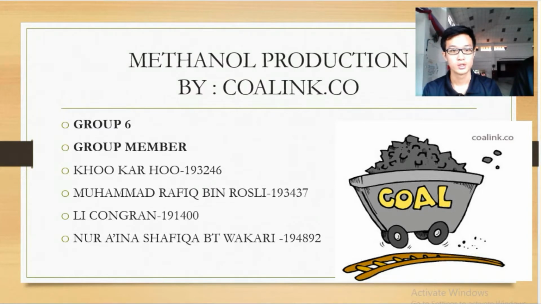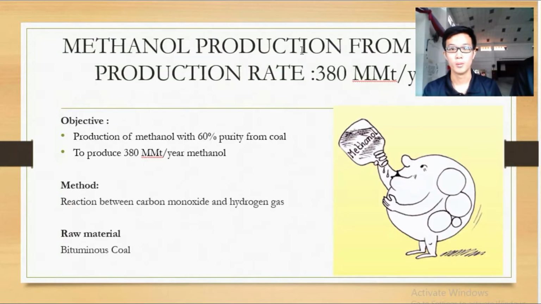The objective of our methanol production is to have a methanol purity of 60%. Our raw material is coal, and our capacity, which is the production rate, is to produce 380 million metric tons of methanol per year, with an operating period of 330 days.